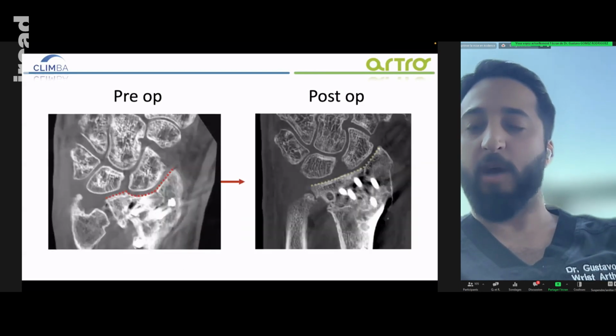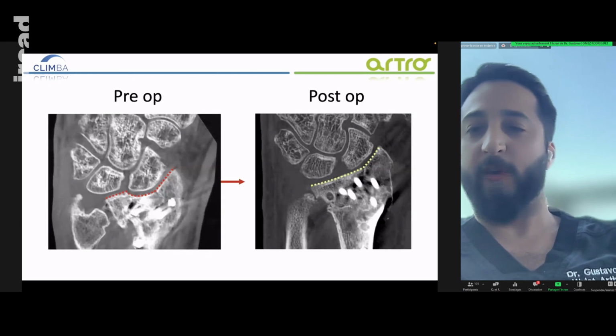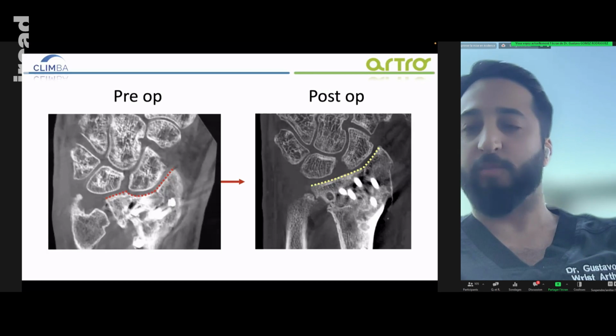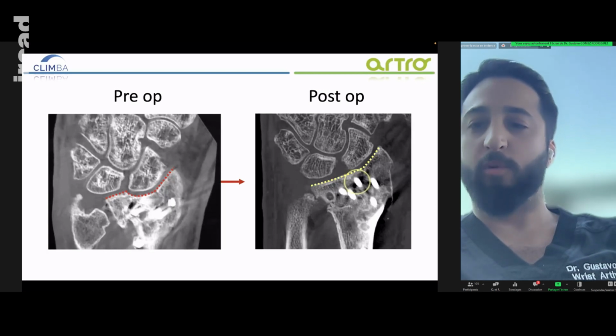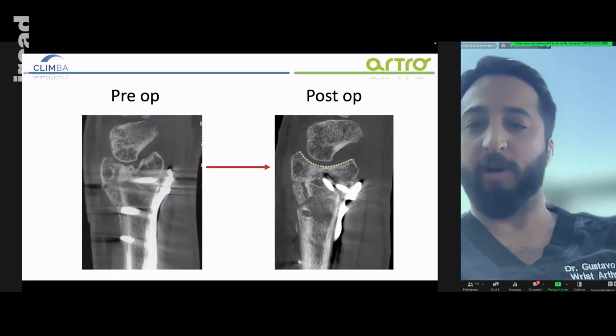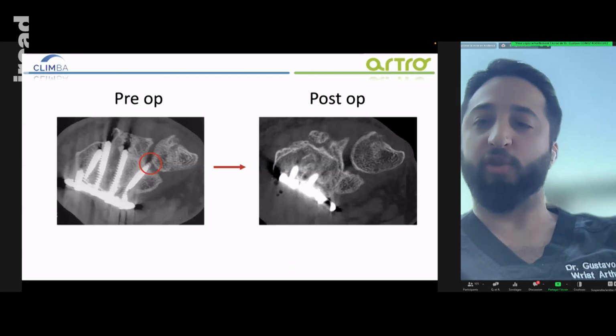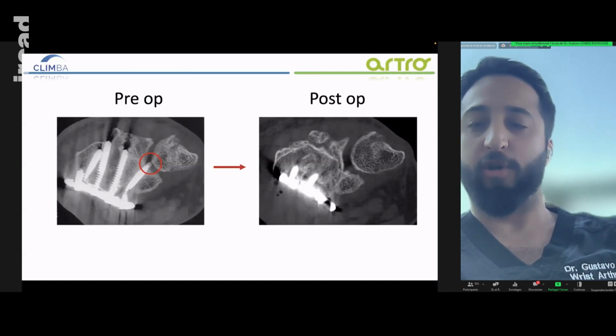Again, we see now that we reduce the articular surface. We have no central depression, with a screw below this fragment. And we have now a good congruence of the joint and volar tilt. And of course, we didn't put a screw inside the distal radio-ulnar joint.